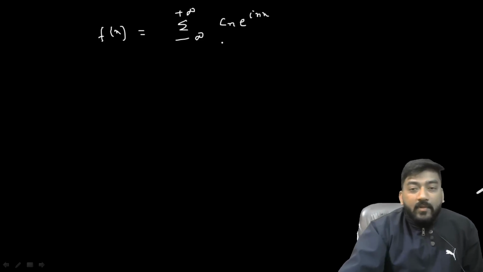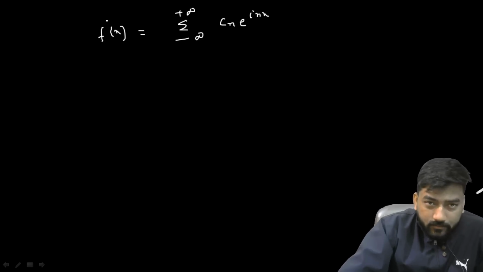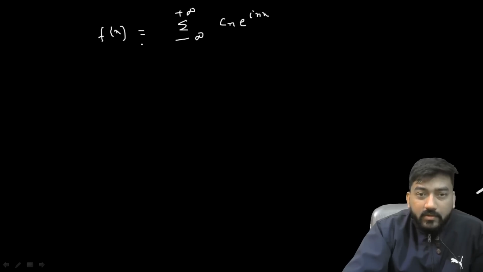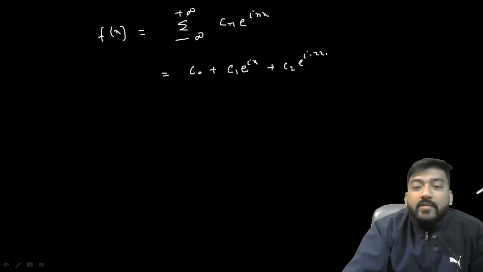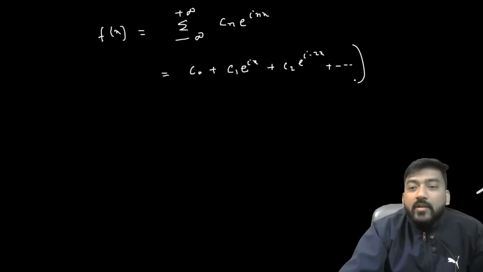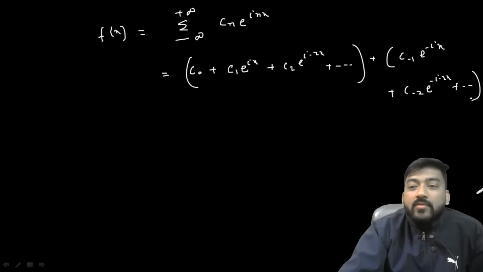Okay, now what will be the series? So we have c0, if we find out, c0 plus c1 e to the power ix plus c2 e to the power i into 2x, plus dot dot, and the minus terms will also be there. So c minus 1 e to the power minus ix plus c minus 2 e to the power minus i2x plus dot dot. So let me find out.